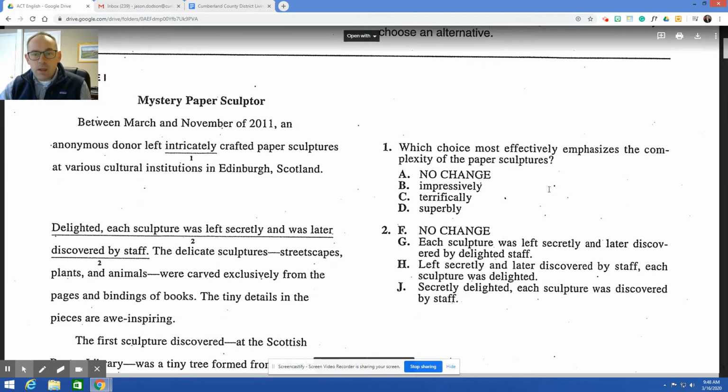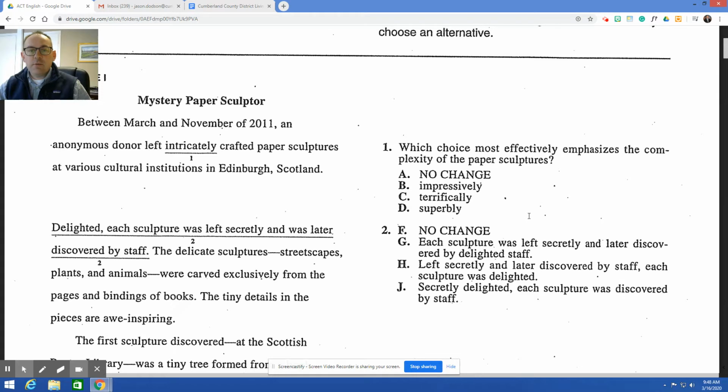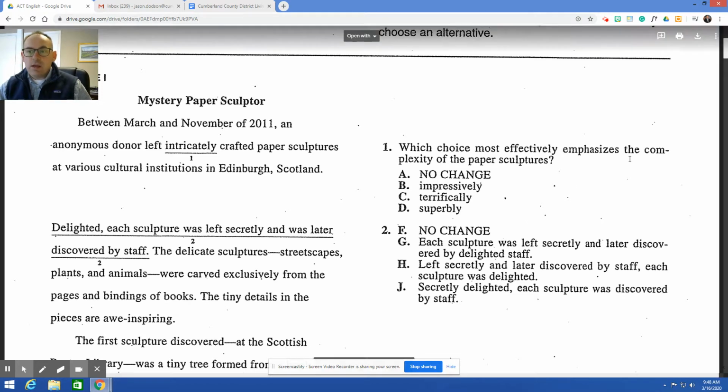So here we go. Question number 1 says, which choice most effectively emphasizes the complexity of the paper sculptures? So the key word here obviously is complexity. So if I were taking this test, I would underline the word complexity. This then becomes a word choice question.